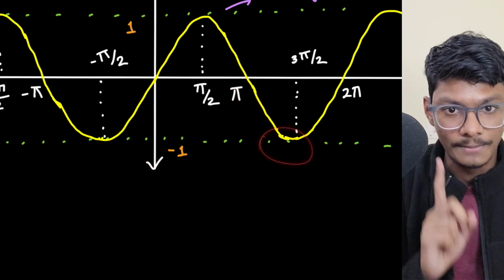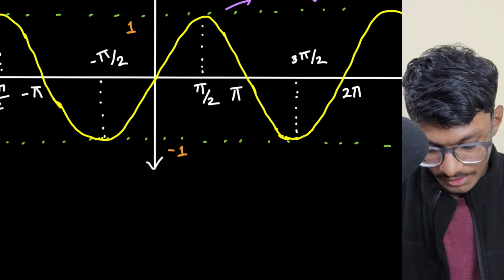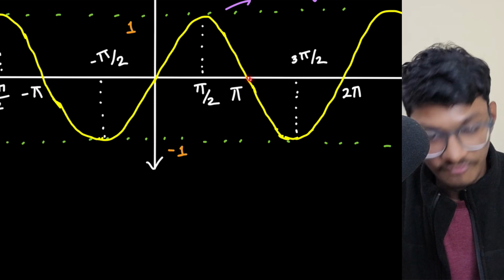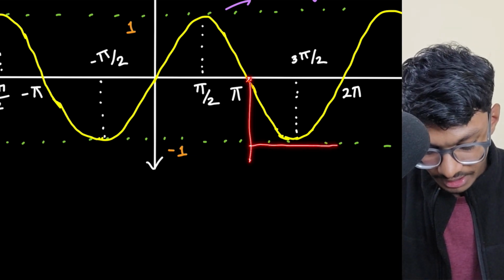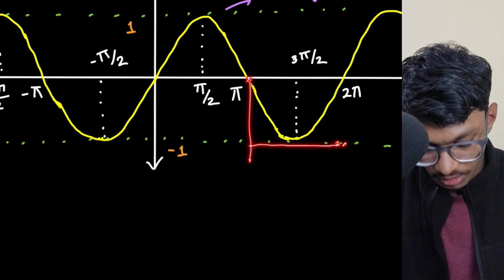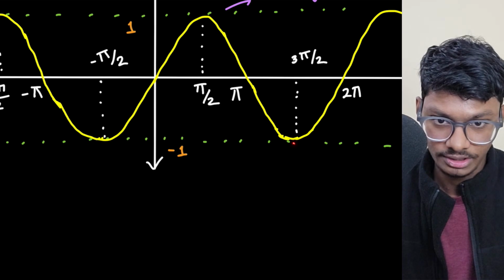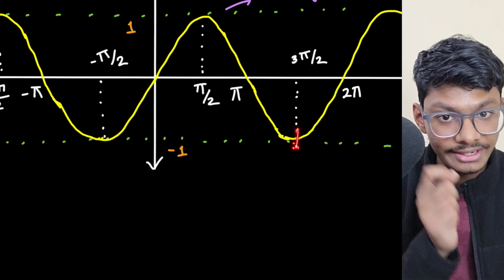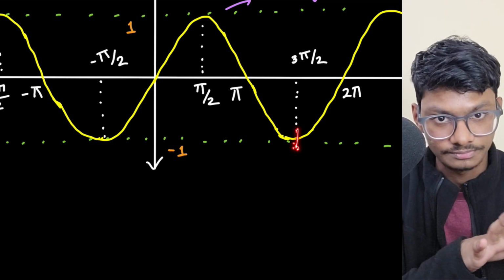So just after pi this is -1, and this will go on being -1 until here. At this point, sine of 3 pi by 2 is -1, and the greatest integer function of that will also be -1.